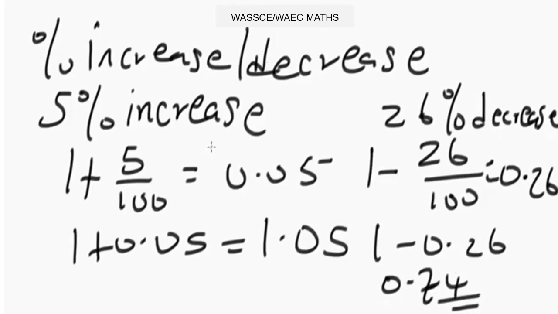Note that a percentage increase has a multiplier greater than 1, whereas a percentage decrease has a multiplier less than 1, in this situation.